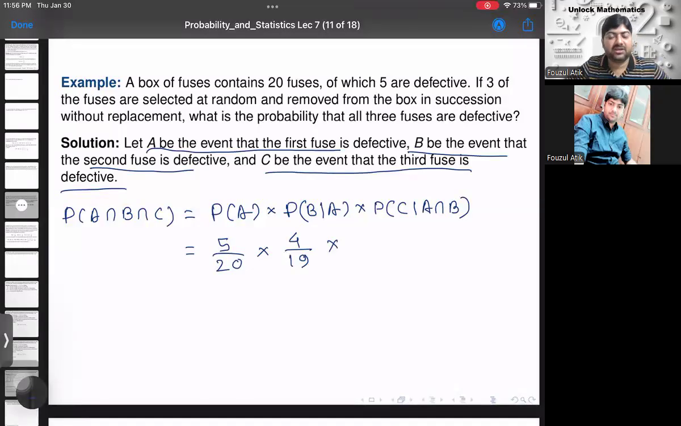And similarly, in the third attempt, because the first 2 fuses were defective, that is A intersection B has already happened, the third fuse should again be defective. What is this probability? It is 3 by 18. And if you just simplify it, you'll get the value 1 by 114. This is an easy problem.